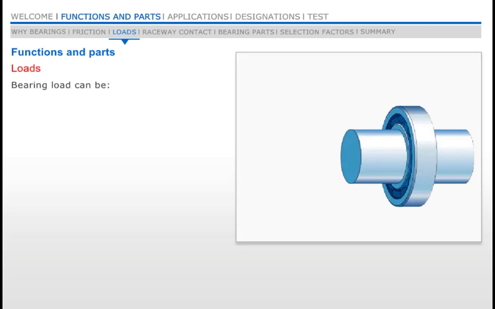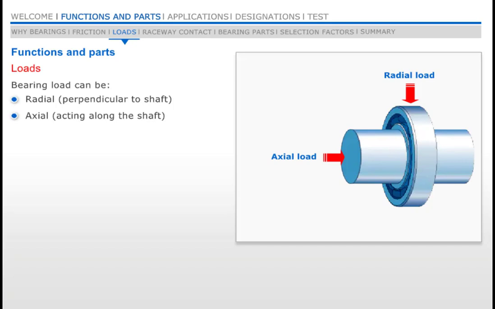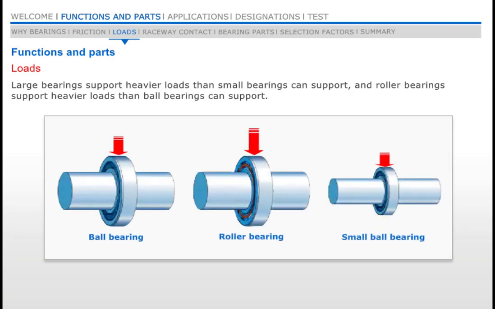A bearing can be under radial load, perpendicular to the shaft, or under axial load, acting in the direction along the shaft, or a combination of both radial and axial load, a combined load. Large bearings support heavier loads than small bearings can support, and roller bearings support heavier loads than ball bearings can support.